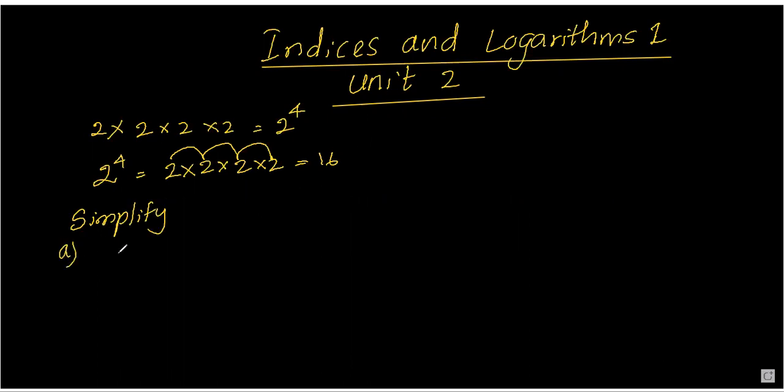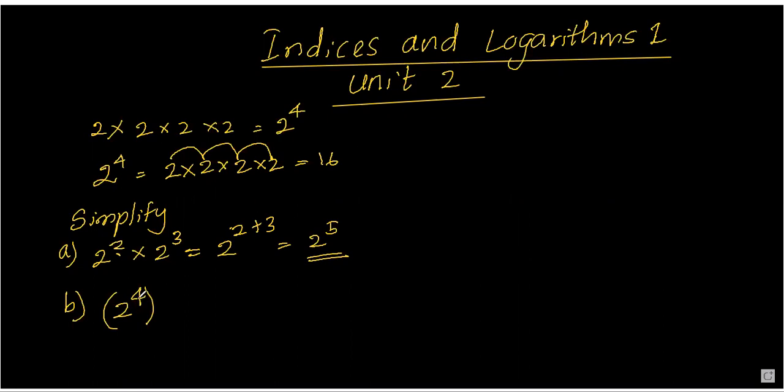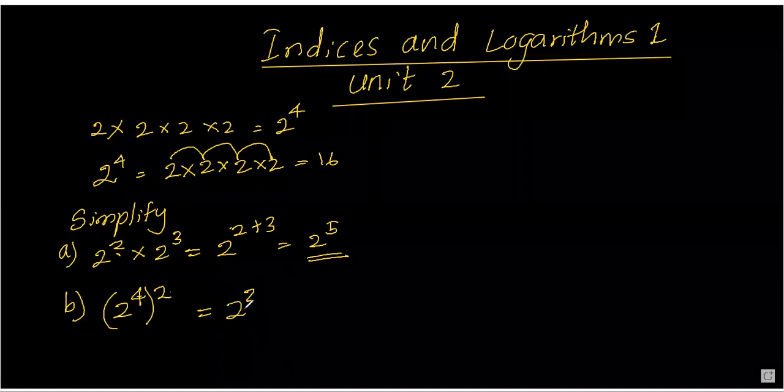We can write 2 to the power 2 into 2 to the power 3. Multiplication in index form means we can add the indices: 2 to the power 2 plus 3, then 2 to the power 5. B. 2 to the power 4 over 2 to the power 4 to the power 2. If it is like this, out of the brackets, you can multiply 2 to the power 4 times 2, 8. 2 to the power 8.